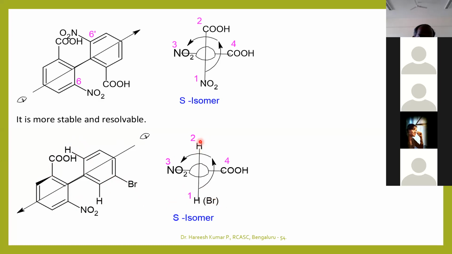Of course, just by looking, these two are the same. But when you are going to the next carbon atom, a different Br is there, but here H is there. So that is the reason this takes the priority. This is 1, this is 2. And when you are moving here, you can observe that COOH, when you are viewing from here, is on the right hand side, and NO2 is here. So when you are moving like this, 1, 2, 3, this direction is called anti-clockwise direction, and this biphenyl shows the S configuration or S isomer.